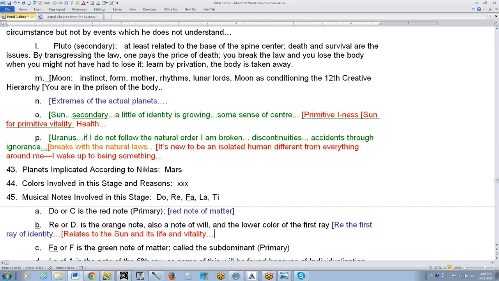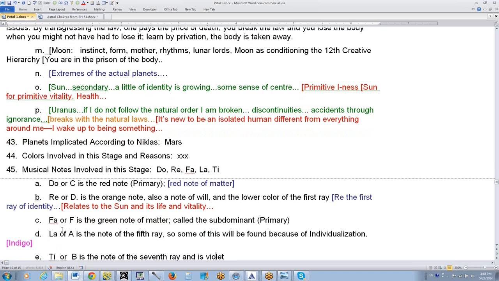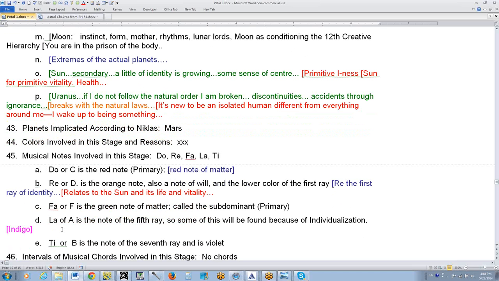Now, Fa is really important. It's the green note of matter. Fa is F, and it's called the subdominant. It's in these primary experiences. So the green note relates to the previous solar system and also to that which the moon gives. It relates to matter per se. La, do, re, mi, fa. See, there's not much soul there, S-O-L, no, except the soul is behind the scenes.